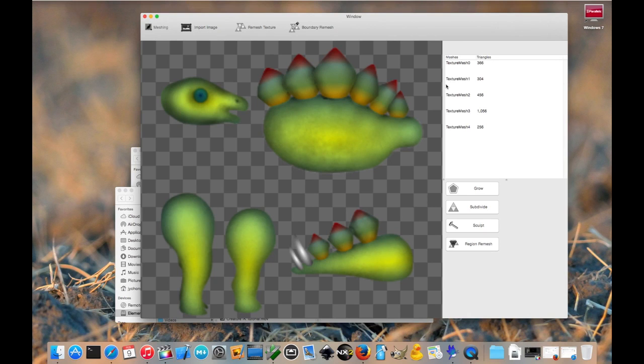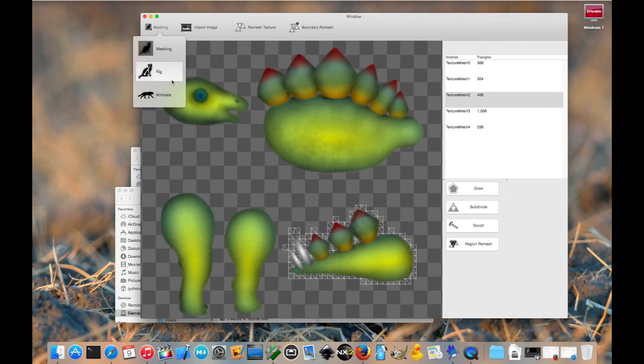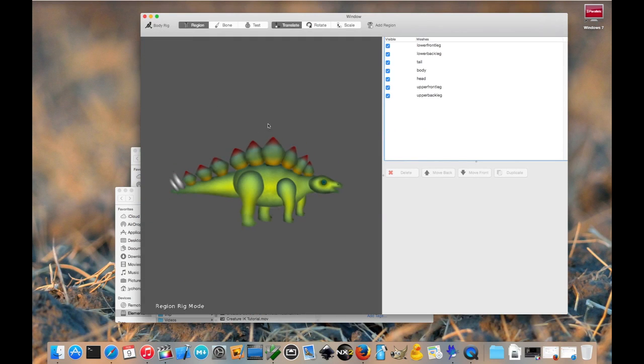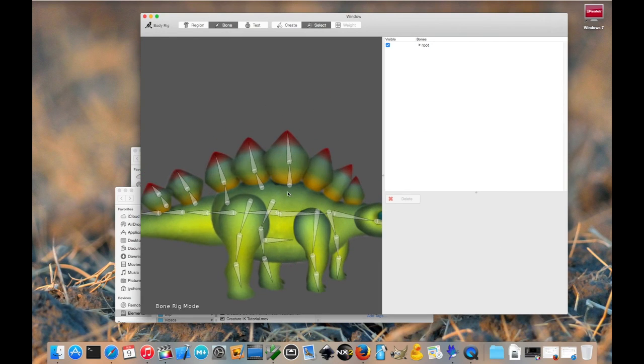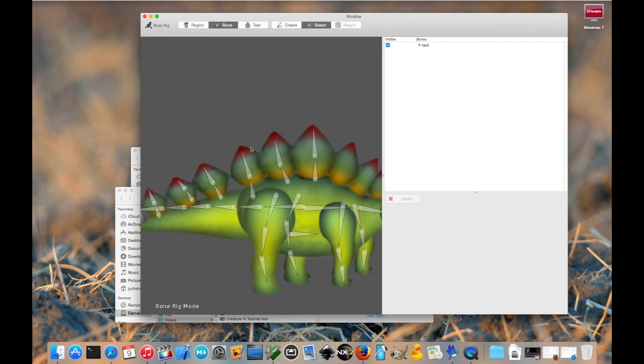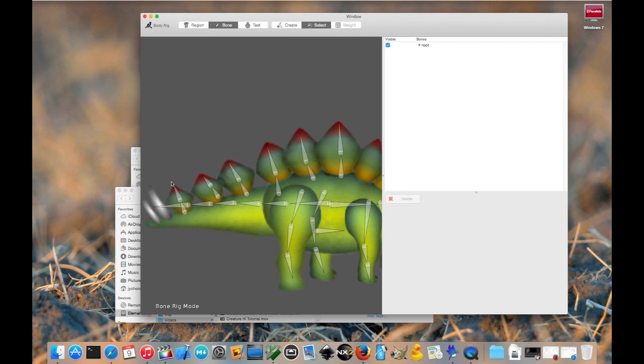So, to start off, here are the body parts of the Stegosaurus. The body, the head, the legs, and the tail. Here's the rig. Very straightforward. You have bones in the places you care about. In particular, you have bones coming out from some of the plates. You'll see why we have those in a moment.